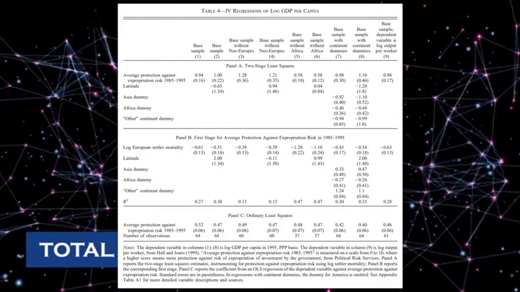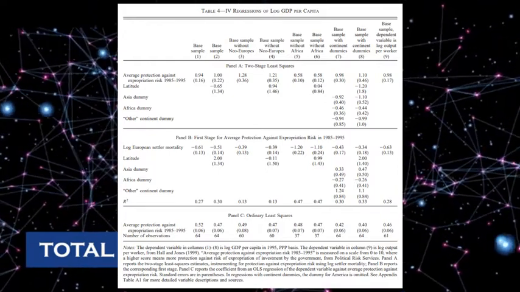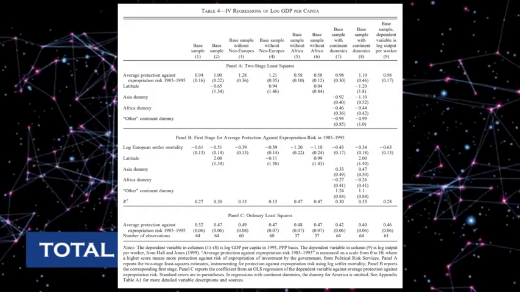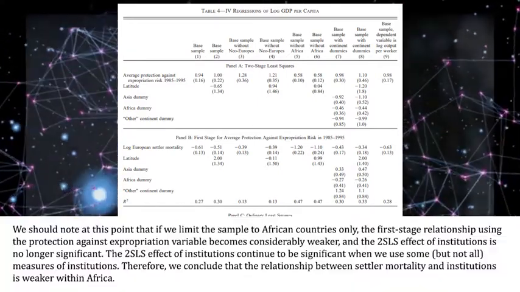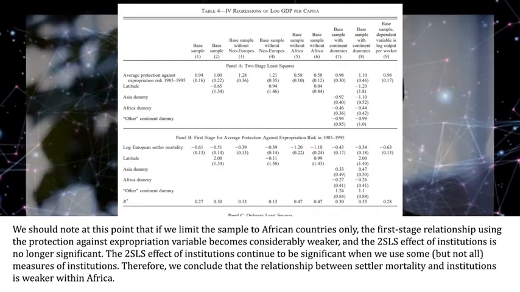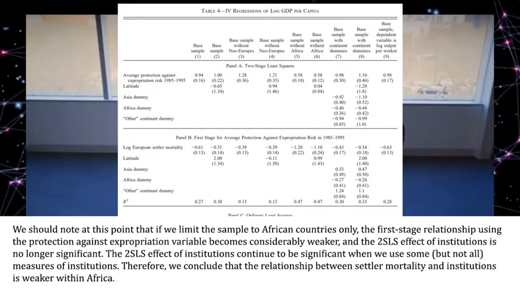Columns 5 and 6 show that our results are also robust to dropping all the African countries from our sample. The estimates without Africa are somewhat smaller, but also more precise. For example, the coefficient for institutions is 0.58 without the latitude control, and still 0.58 when we control for latitude.